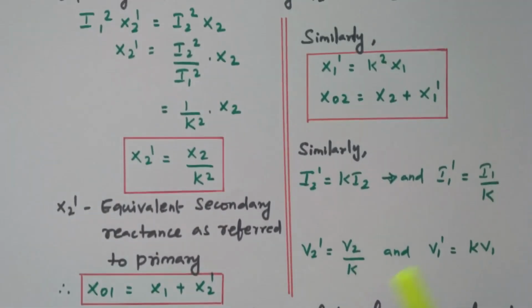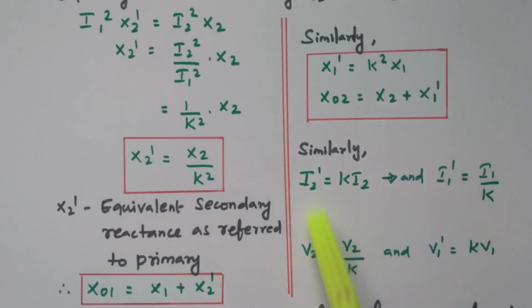Similarly, if it is transferred from primary to secondary, what will happen? X1 dash equal to K square into X1. Here X2 divided by K square, here K square into X1. Normally when the parameter is transferred from primary to secondary, it is multiplied by K square, secondary to primary divided by K square. So the total reactance in the secondary is X02 equal to X2 plus X1 dash. Here X1 plus X2 dash is available, similarly here X2 plus X1 dash.